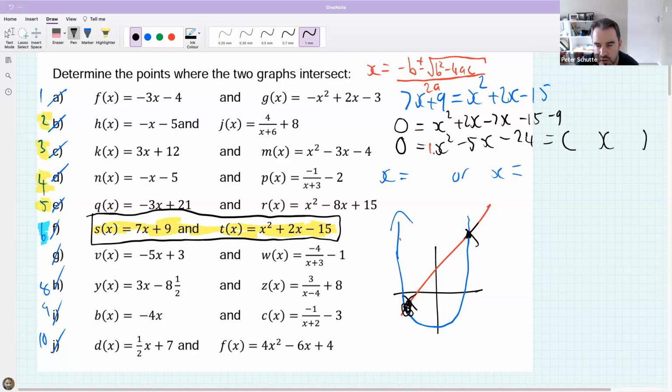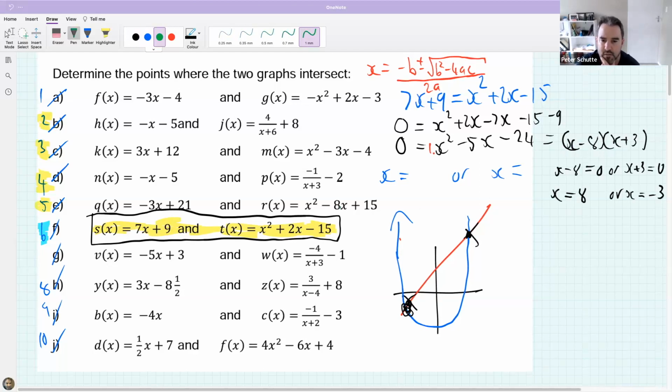So I look at 24, which can be broken into 8 and 3. So there's an x and an x, and an 8 and a 3, and it's going to be -8 plus 3. Then we know that x minus 8 must be 0, or x plus 3 must be 0. So x must be 8, or x must be -3. And if I look at my little scribble drawing, I think this one over here is the -3, and this one over here would be the 8.